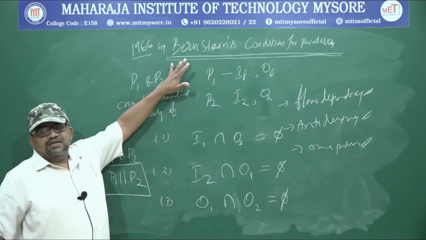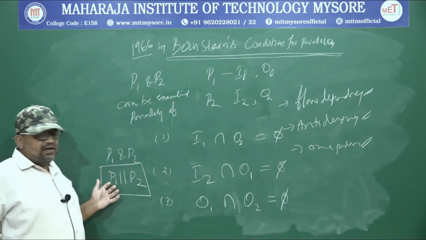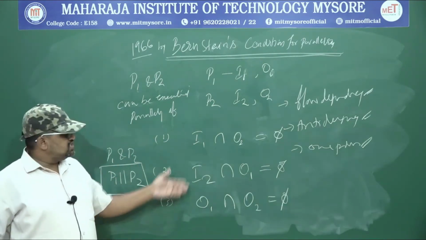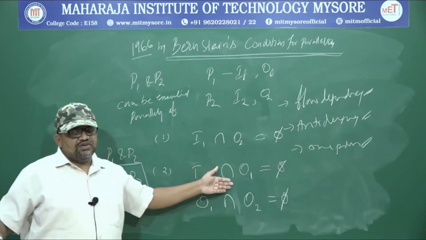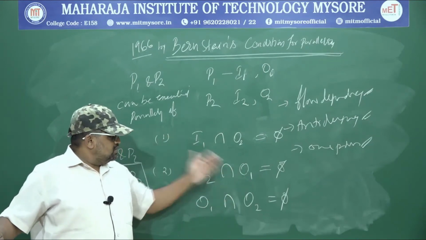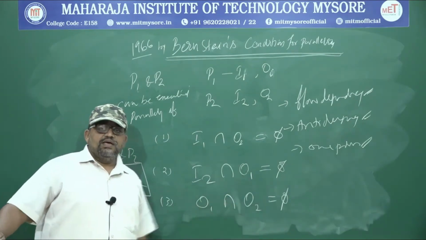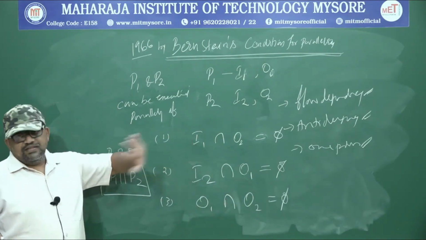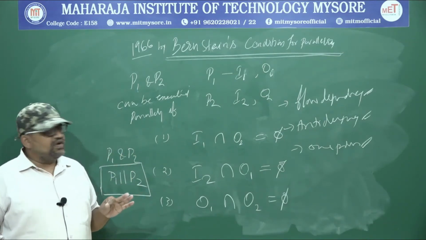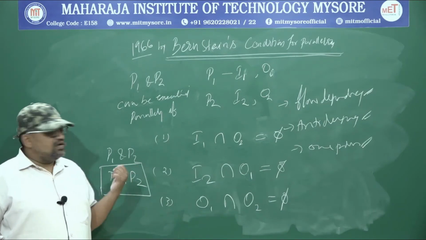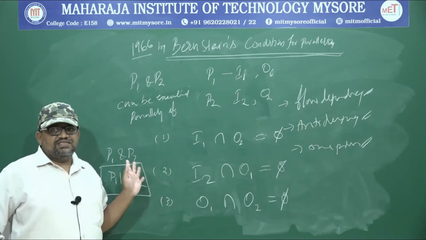Using Bernstein's condition, you could simply say that the processes P1 and P2 are parallel if they satisfy these three conditions. I1 intersection O2 should be null, I2 intersection O1 should be null, and again O1 intersection O2 should be null. So it is simply the flow dependency, anti-dependency, and output dependency. If you are able to satisfy these three conditions, then automatically the processes can be executed concurrently, and this doesn't change the output.